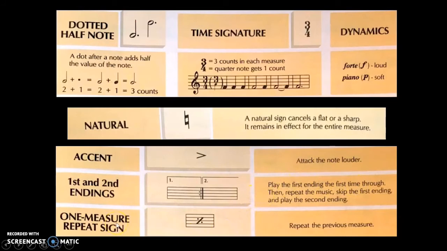And then a 1 measure repeat sign. It looks like a percent symbol, and it just means to repeat the measure that came before it. And this is in your book, right around where you start playing that piece, Farajaka.